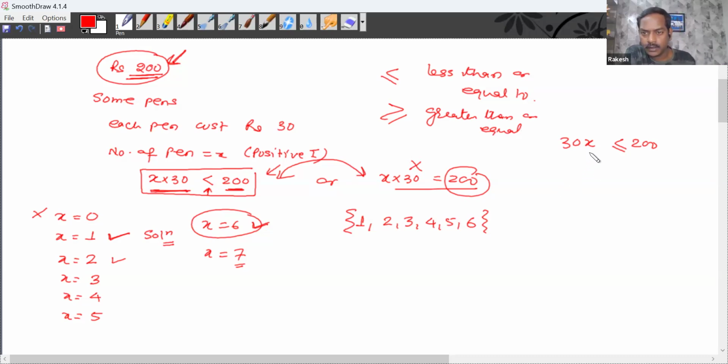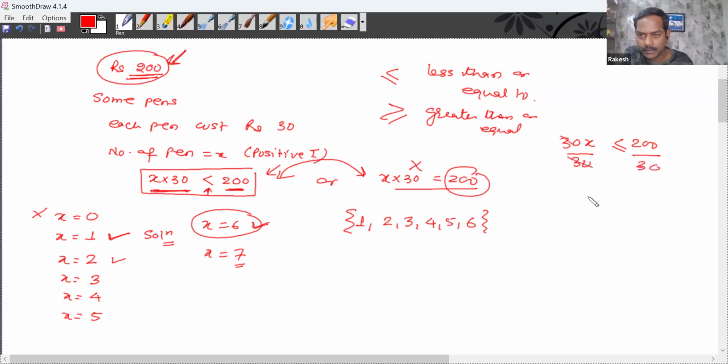Now, I want the value of x. So what should I do? I should get rid of 30. The same thing which we used to do in the linear equation of one variable, we'll be doing it here. How do I get rid of 30? 30 is multiplied here, so I should be dividing both the sides by 30. So if I divide both the sides by 30, what do I get?